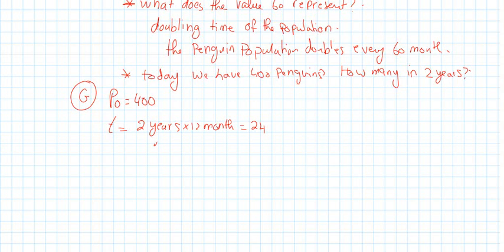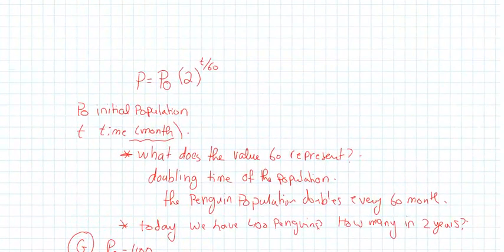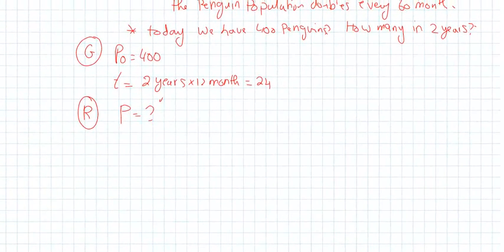Looking for? How many? So I'm looking for the final population, which is P. What's the equation that I'm going to use? I'm going to write the equation first as is, and then I'm going to plug it in. So that's the solution. P equals 400, bracket, 2.